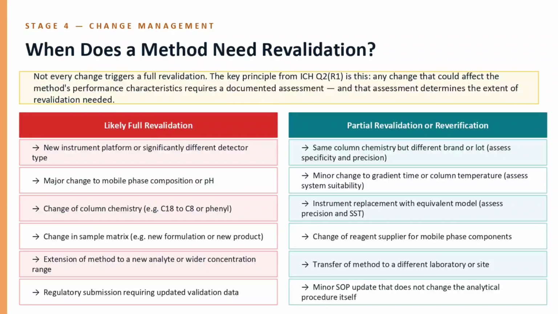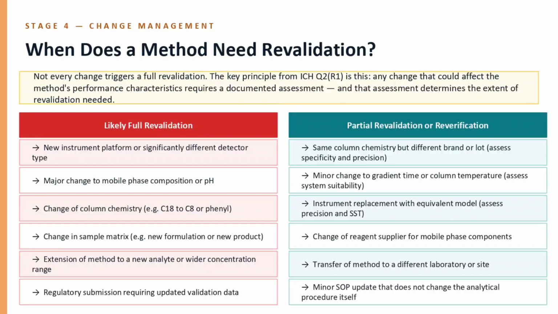The key principle from ICH Q2(R1) is this. Any change that could affect the performance characteristics of the method requires a documented assessment. That assessment determines how much revalidation, if any, is needed. Let me give you some examples of what typically requires full revalidation. Moving to a completely new instrument platform. A major change to the mobile phase composition, or pH. Changing the column chemistry, for example from C18 to C8. A change in the sample matrix, such as a new product formulation. And extending the method to cover a wider concentration range or a new analyte.